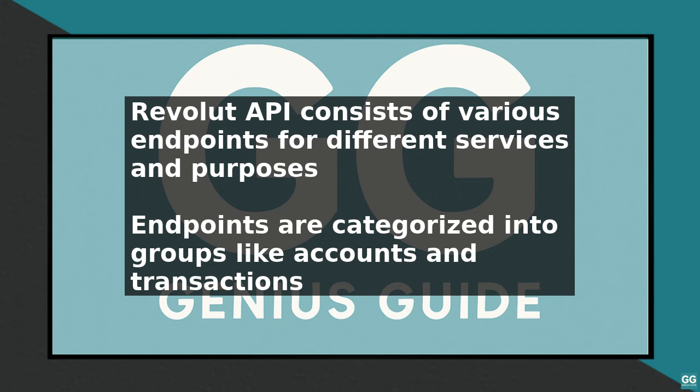Handling API responses. The Revolut API returns responses in JSON format, which can be easily parsed and processed by developers. Responses typically include a status code, error message, and relevant data. Developers should handle API responses according to the provided documentation and implement error handling mechanisms to ensure robust application performance.